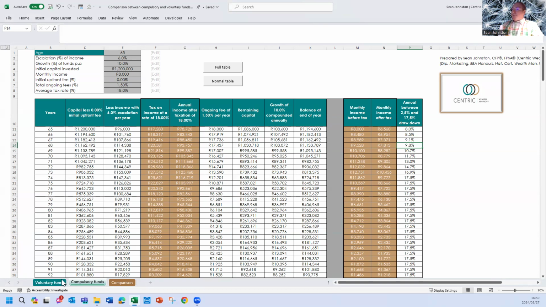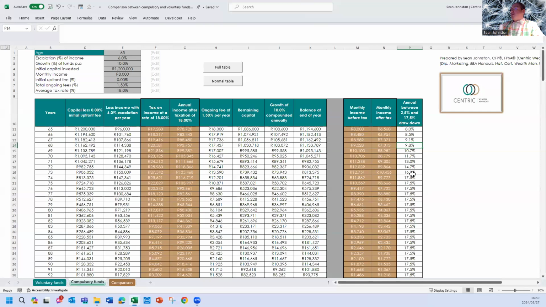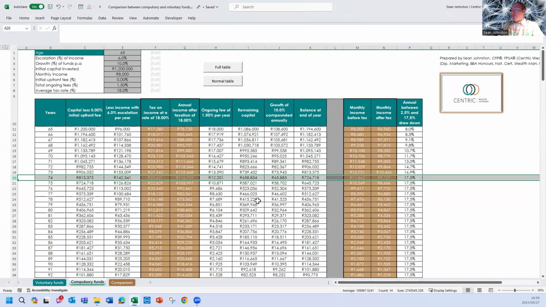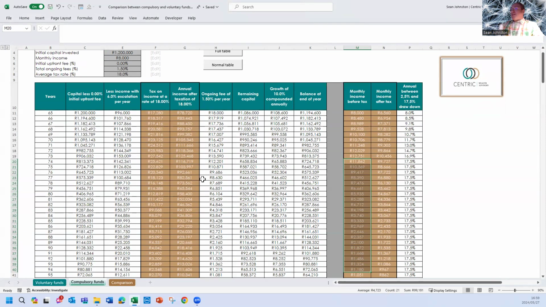And what happens is you get to a point where in this case, it goes above 17.5. So on voluntary money, there is no cap. So you actually run out of money a lot quicker in voluntary funds. In compulsory funds, because it caps at 17.5%, as you can see, the income over here will still be available to the investor, but it will deplete at a slower rate.